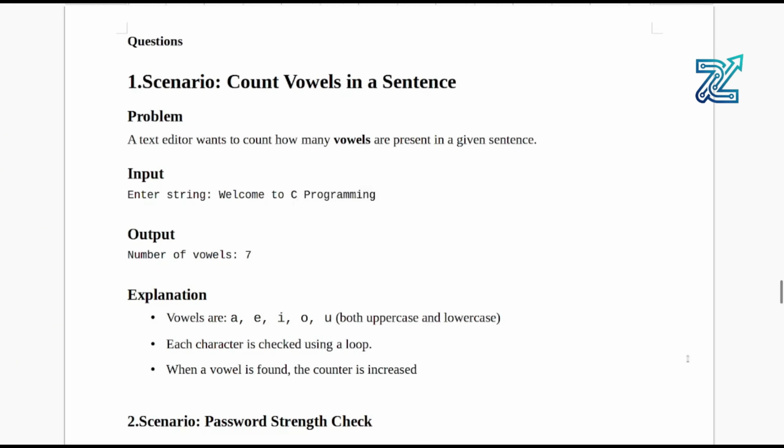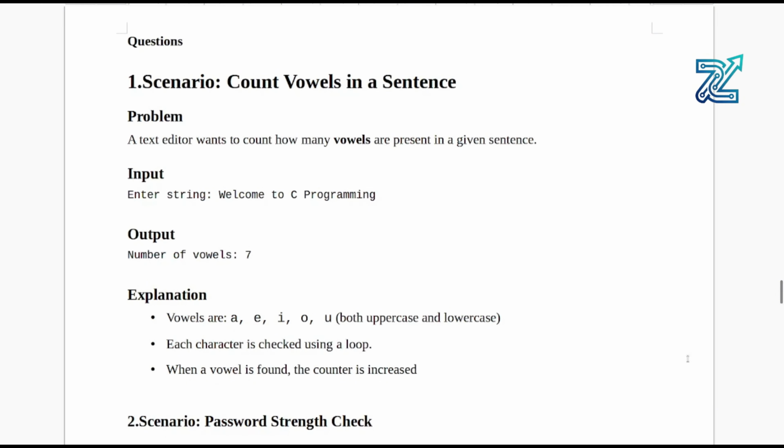So now we are going to see some questions in string. Our first question is count vowels in a sentence. A text editor wants to count how many vowels are present in a given sentence. Our input is a string, welcome to C programming. Our output is how many vowels we have in that. So we have 7 vowels in that.